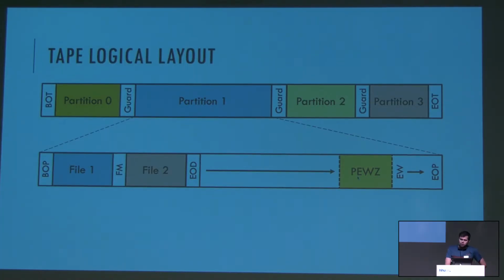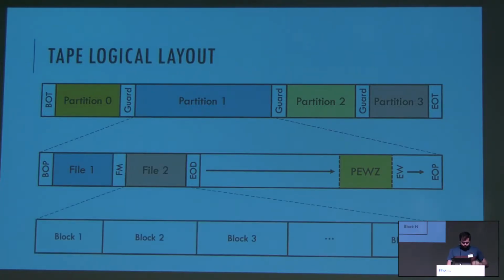the PEW, the programmable early warning zones, which are mechanisms for the tape drive to signal that you're coming to the end of the partition and you need to slow down or stop writing data to it. And then in the end we have the EOP, the end of partition. Each file then is just a series of blocks, and for various reasons, to efficiently write and read data from tape media, these blocks need to be fairly large. So we are talking about a block of about 256K or sometimes 512K, because otherwise we would have too much overhead in synchronizing with the tape drive while we are streaming data to it.